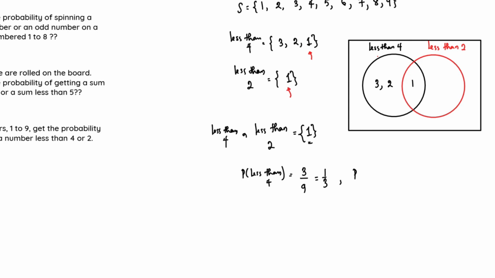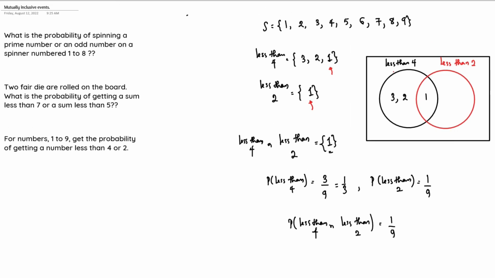So the probability that a value is less than 2 is equal to the number of values that are less than 2, which is 1, divided by 9. Very important. And the probability of the intersection, less than 4 intersection less than 2, just one element is less than 4 and at the same time less than 2. That's going to be equal to 1 divided by 9.